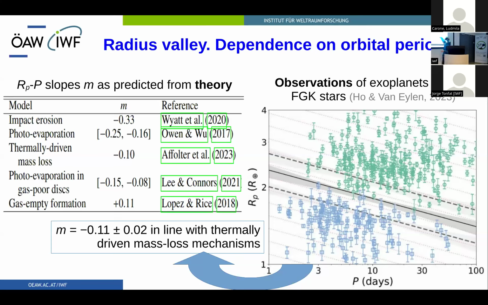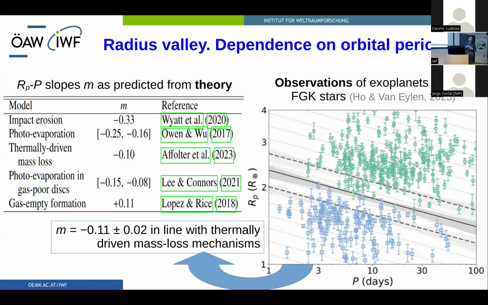Here you can see a paucity of planets. The green markers are essentially the sub-Neptunes, and the light blue markers are the super-Earths. The black line in the middle of the valley is the best fit line. The shaded area is the 1 sigma uncertainty, and these dashed lines are the cliff of the valley. The authors found a slope of minus 0.11, which is in line with thermally driven mass loss.